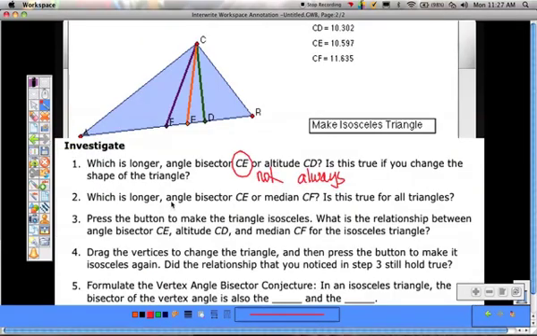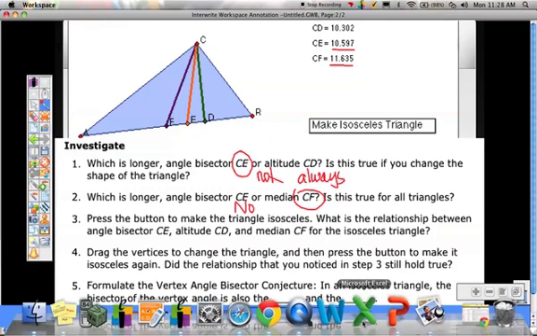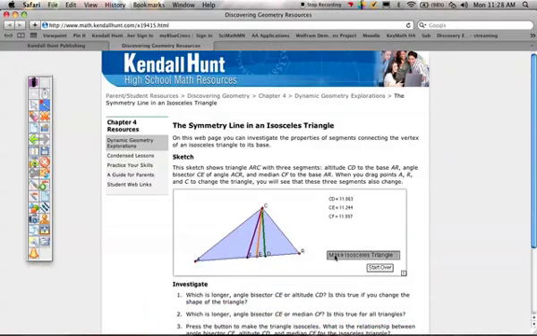Which is longer, the angle bisector CE or the median CF? So here the median is longer. Is this true for all triangles? No. Press the button to make a triangle isosceles. What is the relationship between all 3 of these measurements? So let's go to make isosceles triangle. You'll see that all the measurements are the same.